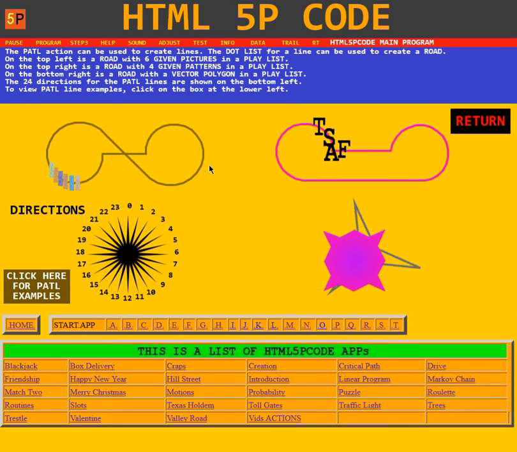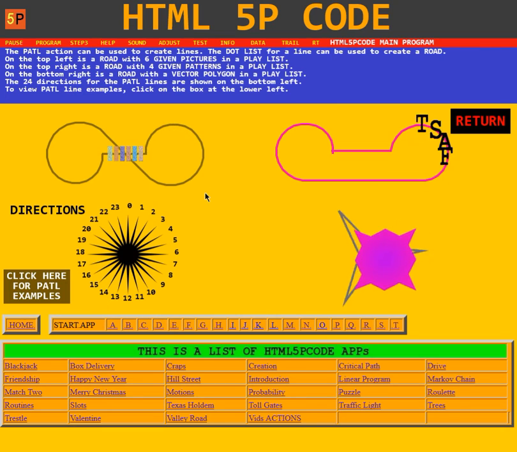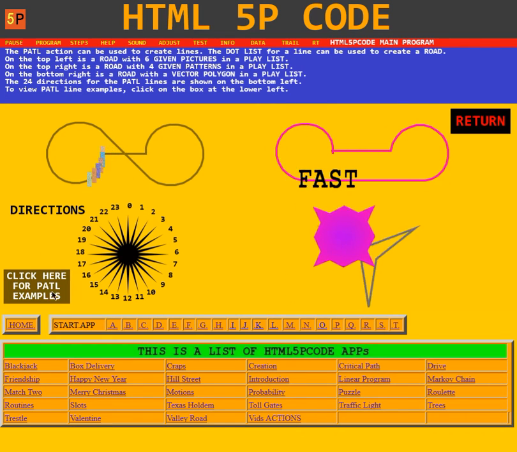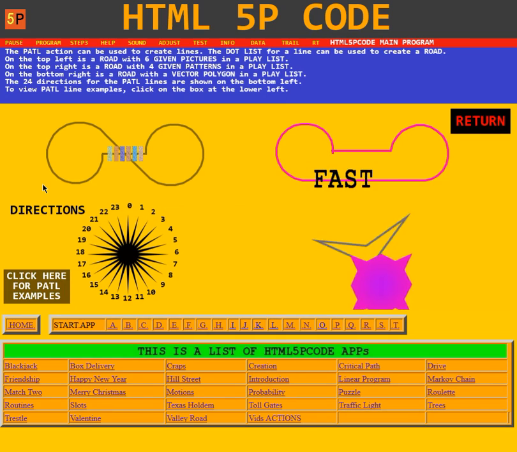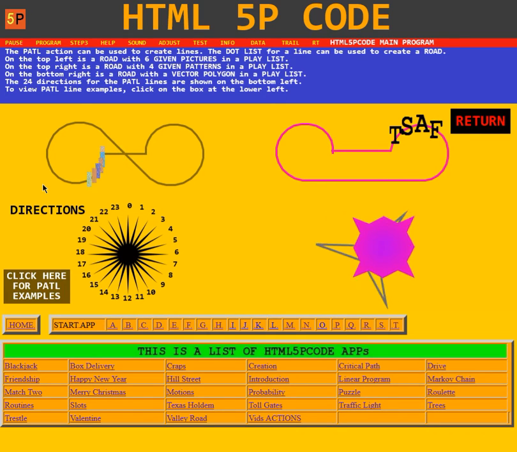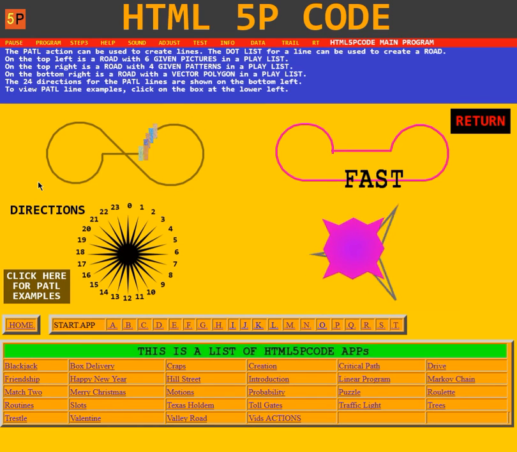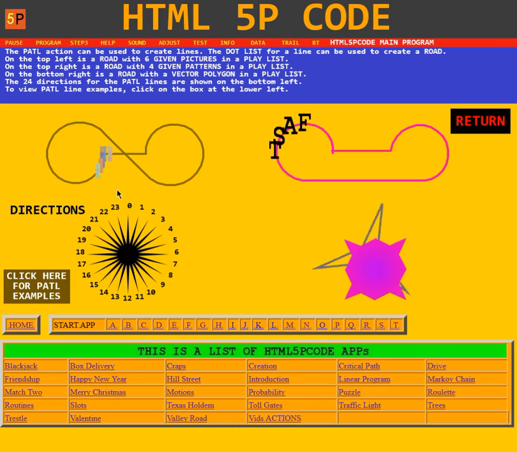This is the Roadplay app. It's about 3 actions. The first action it uses is Pat L. The second action it uses is Road, and the third action it uses is Play. Right? The Pat L action is used to draw lines.